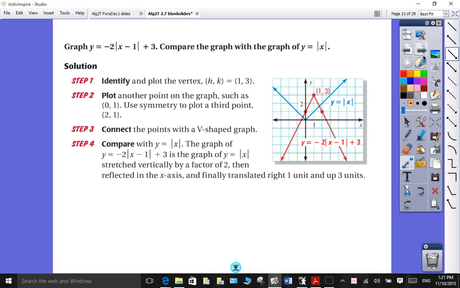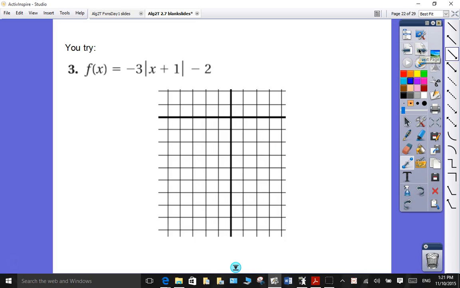Now, since it's symmetric with respect to the middle, if the y-intercept is 1 to the left, then there should be another point 1 to the right. And now with those 3 points, draw on your parabola, or your V. So try to do that one. Sketch the graph.